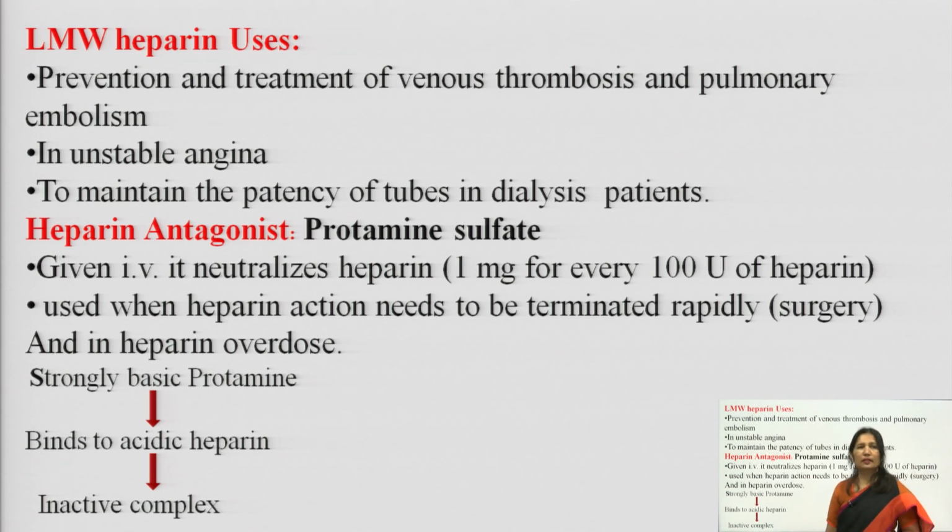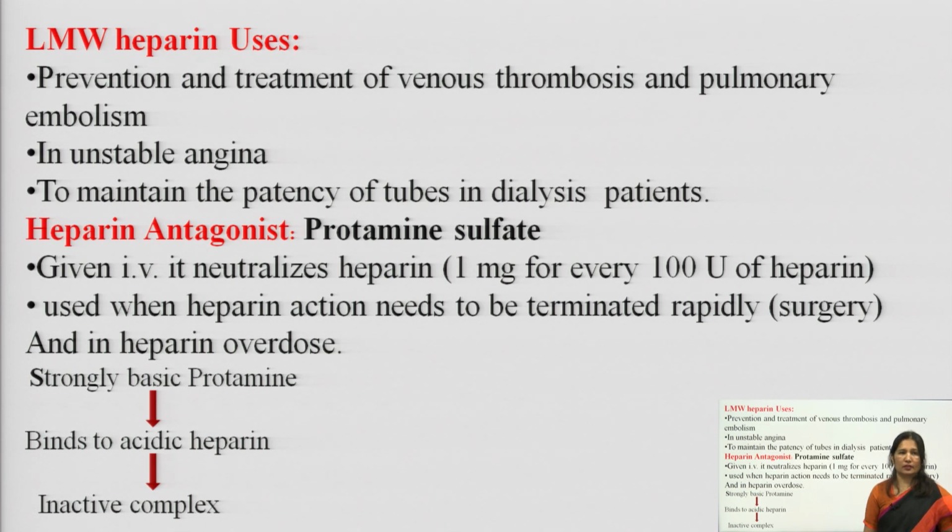Next are the uses of low molecular weight heparin. They are used in the prevention and treatment of venous thrombosis and pulmonary embolism. They are also used in unstable angina. They are used to prevent the formation of clot and to maintain the patency of tubes in dialysis patients.